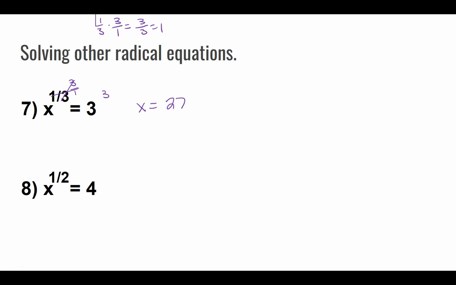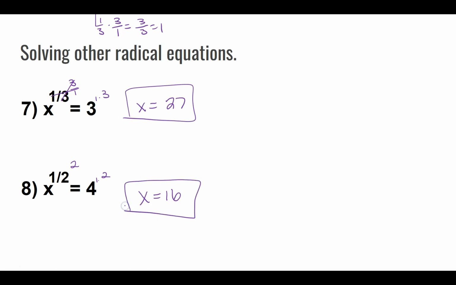So what about 8? What power would I bring to both sides on 8? I would bring a power of 2 to both sides. If you do it to one side, you gotta do it to the other. Remember, there's already an exponent of 1 right here. Right? So 1/2 times 2 is just 1. But what's 1 times 2? 2. 4 squared is 16. Okay?